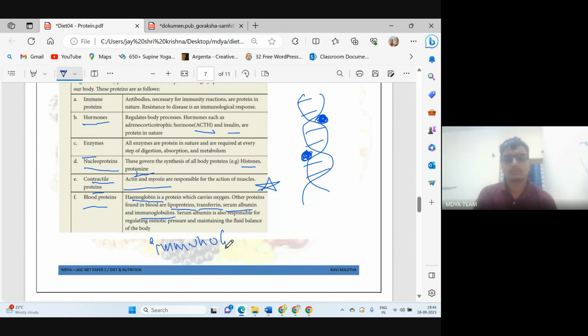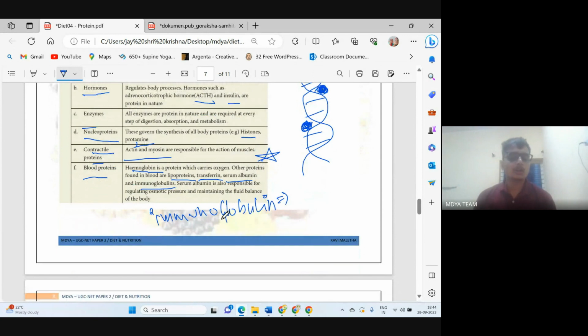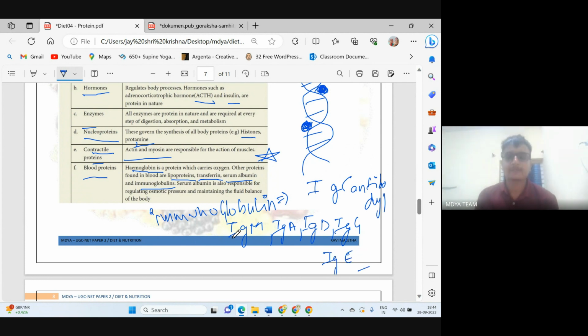Immunoglobulin, you can note it down. Immunoglobulins are blood proteins that are responsible for the defense mechanism. It is represented by Ig. We also call it antibody. So there are 5 types of antibody: IgM, IgA, IgD, IgG, and IgE. These are 5 types of immunoglobulin. These are 5 types of antibody.